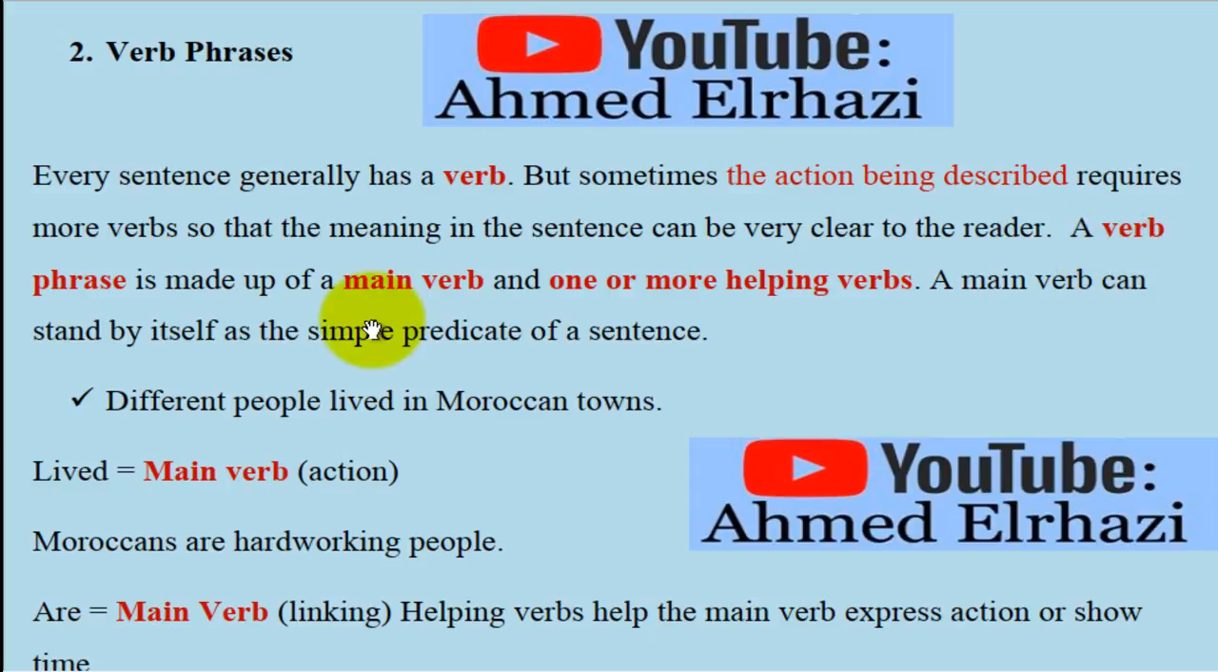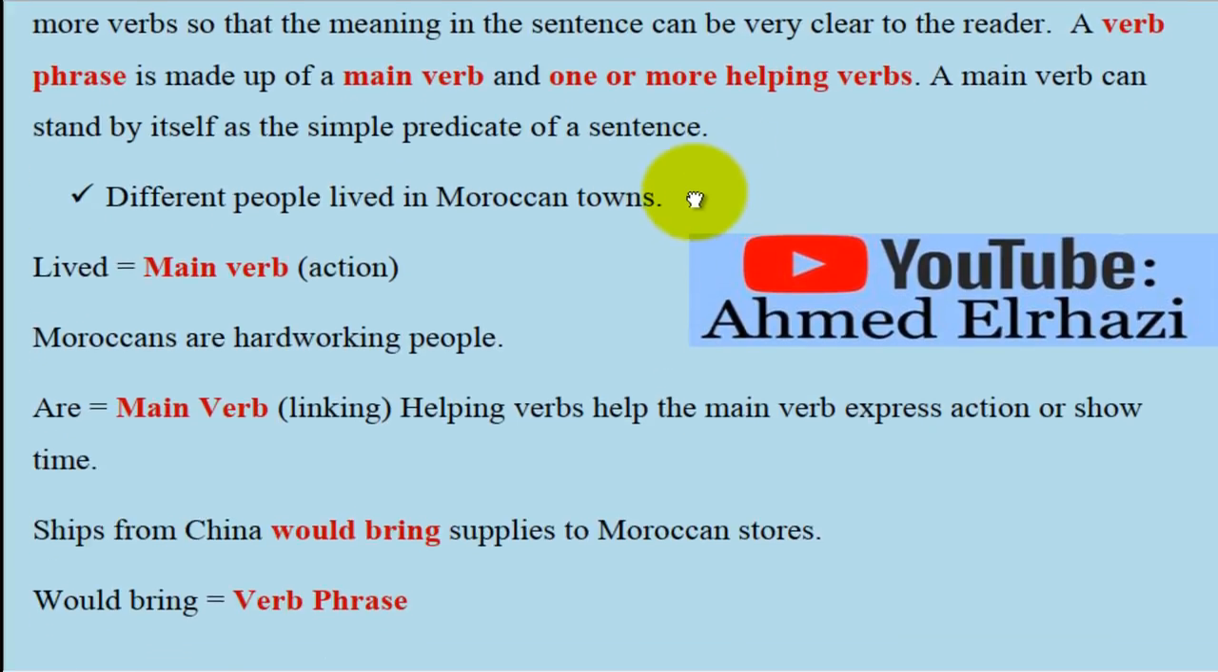A verb phrase is made up of a main verb. Remember this. A verb phrase is made up of a main verb and one or more helping verbs, such as to be, to do, to have, modal verbs, etc. A main verb can stand by itself as the simple predicate of a sentence.